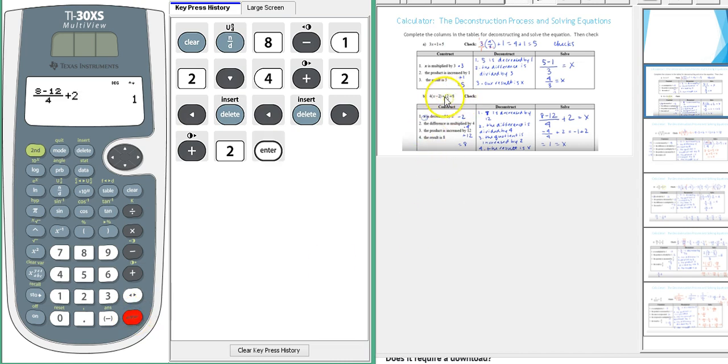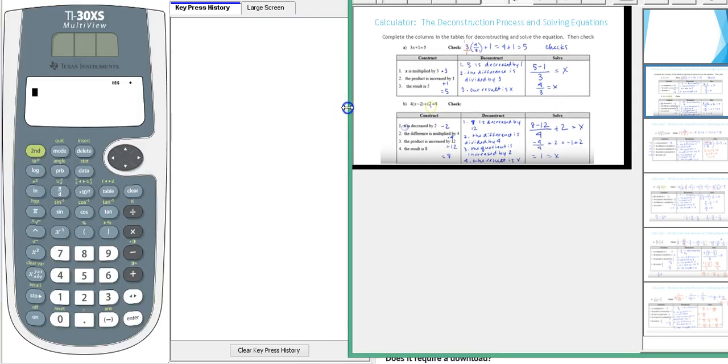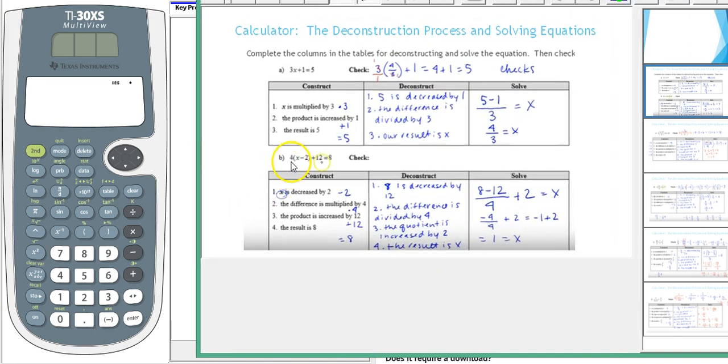Now let's check our result here. I'm going to clear these. This is a little hard to see, but the calculator ends up overriding it. Let's look at it for a second. So we have 4 parentheses x minus 2 plus 12, and we want to see if that equals 8 to check it.